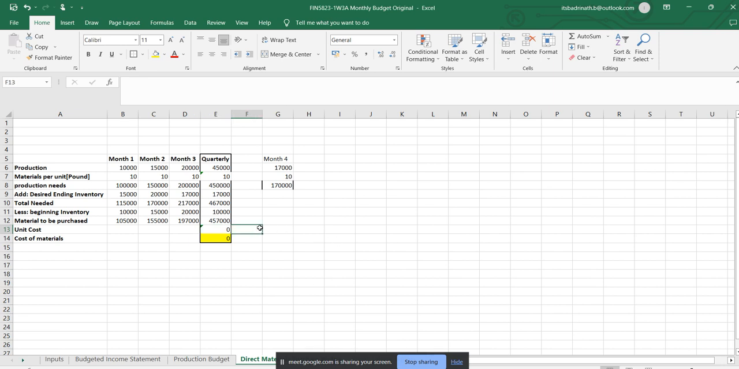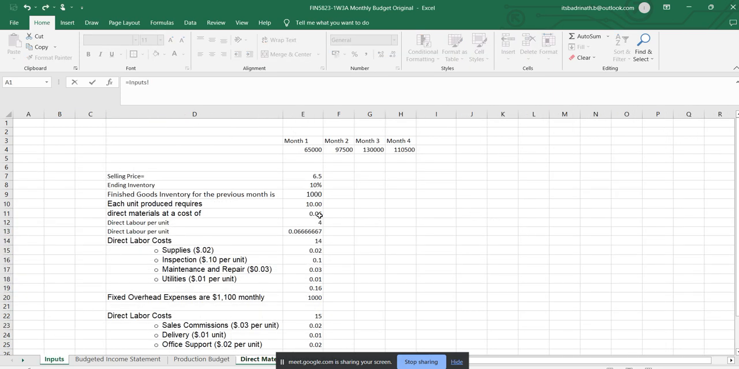Okay, this is how we are supposed to translate. Now, what is the unit cost of each material unit? It is given in the inputs. I already took it. It is in the document. You can cross check when calculating under the heading of a direct material purchase budget. It is clearly shown what the material cost per unit is, 0.06.